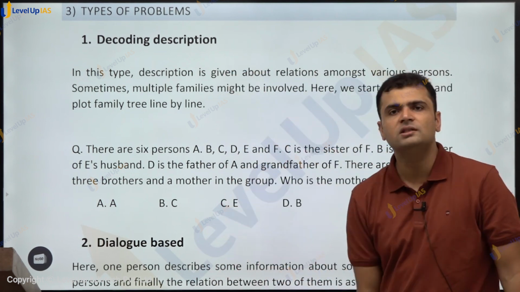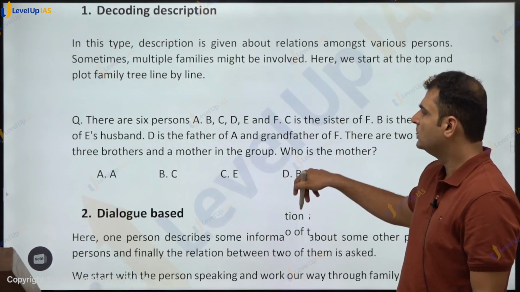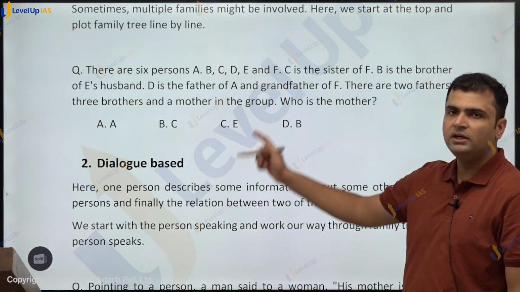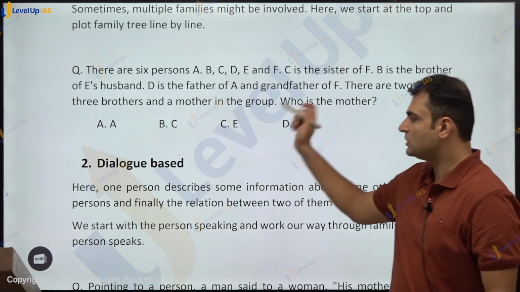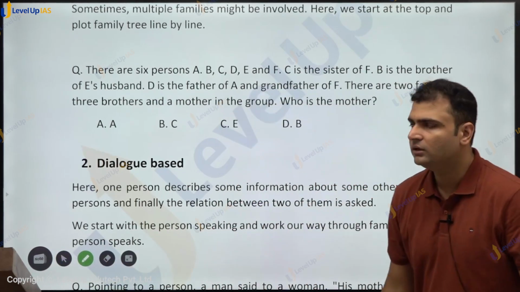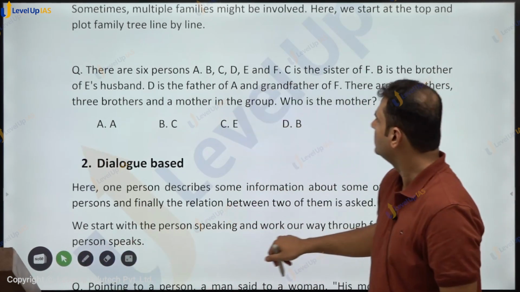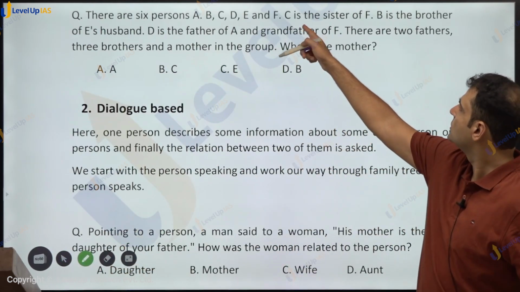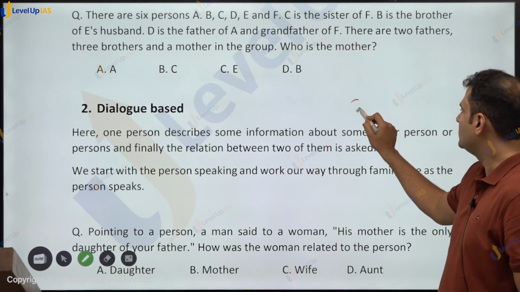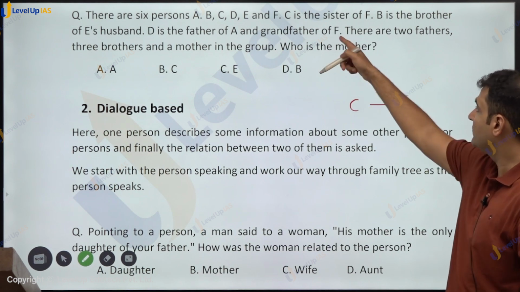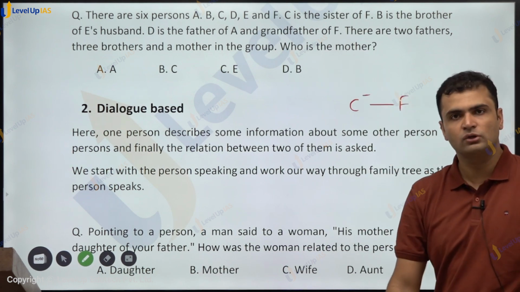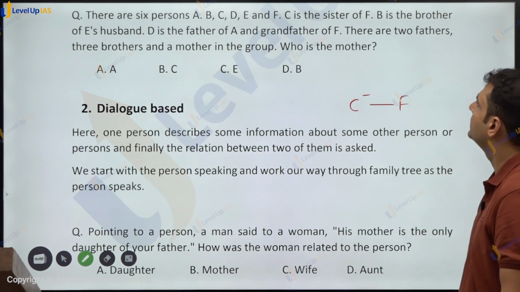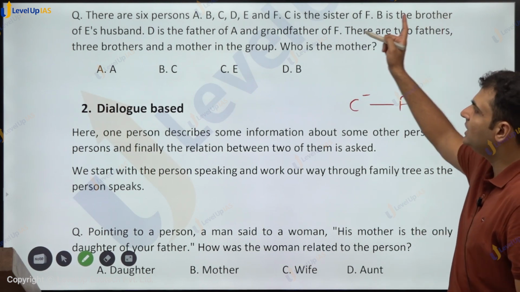So this is the description type of question, decoding description. For example, these 6 people, A, B, C, D, E, F are there. C is sister of F. So let us start wherever the question begins. Let me draw it here only. C is sister of F, and we are given C is sister. So she is female, so negative sign, and sister means horizontal line, non-directional line. Fine.